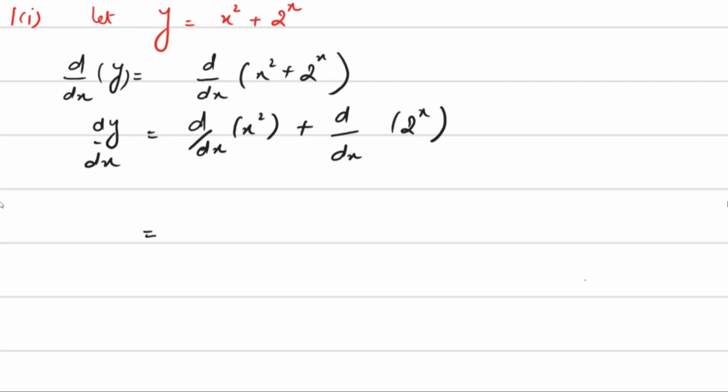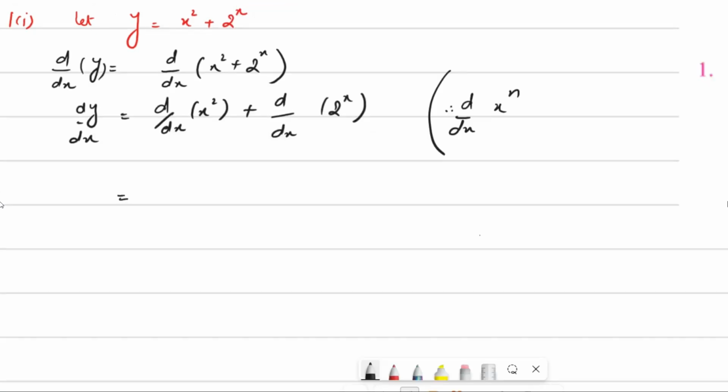Here you can see that this is the formula: d upon dx of x raised to the power n is equal to n x raised to the power n minus 1. The same formula will be applied here. 2 will come out, x raised to the power 2 minus 1 will be 1, and the derivative of x will be 1, plus here we have the formula: the derivative of a raised to the power x is equal to a raised to the power x ln a.